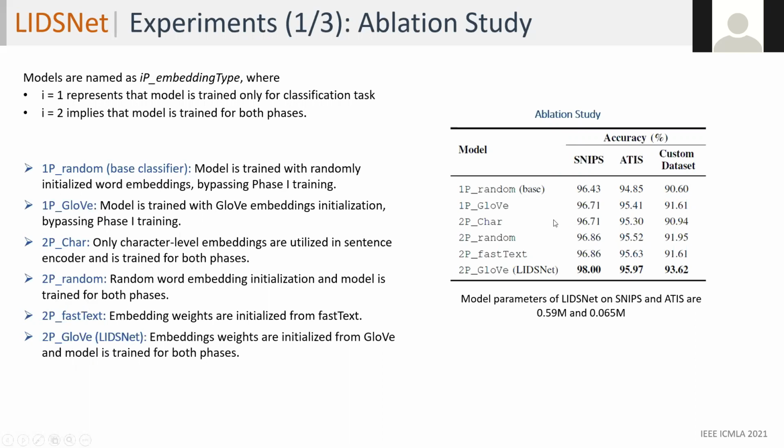So let's see the results. From the results, we can observe that LIDSNet achieves absolute accuracy improvement of 1.29% and 0.56% on SNIPS and ATIS respectively, when compared with the 1p glove classifier. Also, the impact of glove embeddings can be seen from the fact that LIDSNet achieves 1.14% and 0.45% improvement over the 2p random classifier on SNIPS and ATIS respectively. So we can see the effect of pre-trained embeddings in improving the classification accuracy. And the model sizes of LIDSNet when trained on these two public datasets, SNIPS and ATIS, are only 0.63 MB and 0.12 MB.